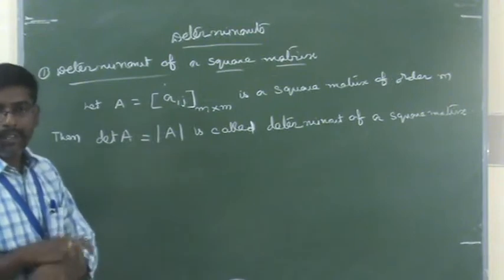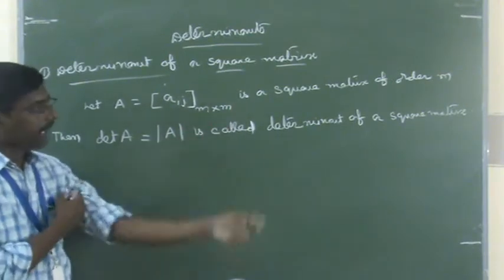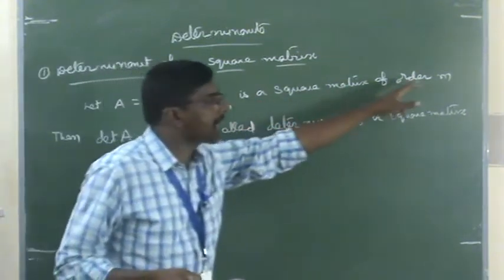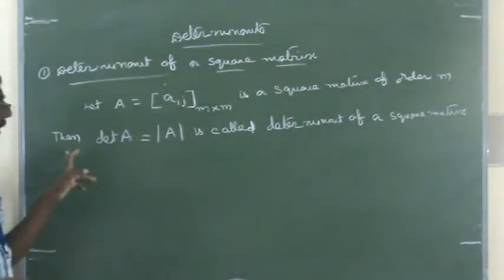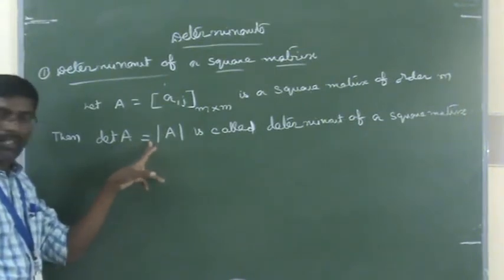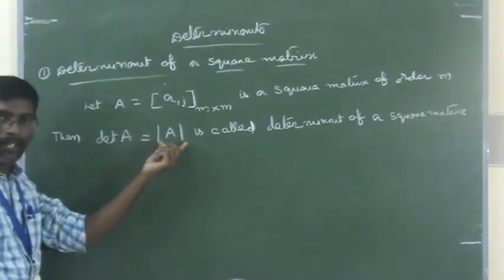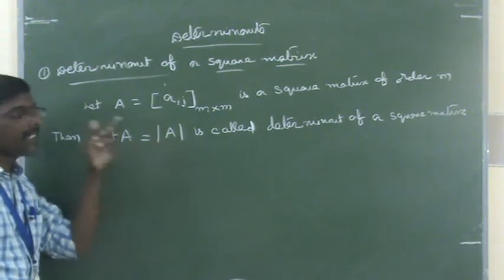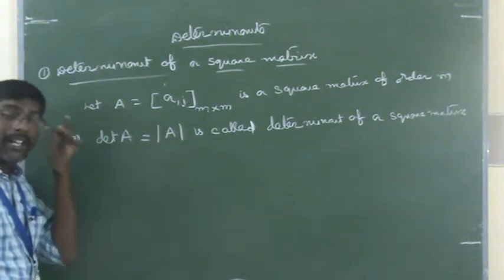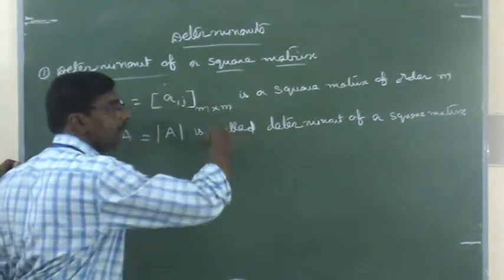If Aij of order m by n, meaning the number of rows and number of columns are equal, is a square matrix of order m, then det A, symbolically denoted by determinant of A, is called the determinant of a square matrix. This is a definition.